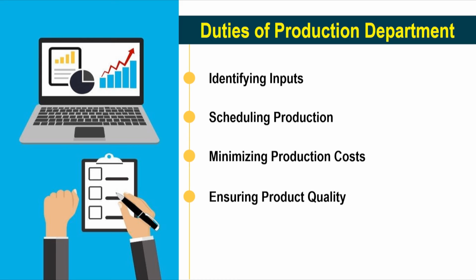Then ensuring the product quality. Techniques such as waste elimination and process standardization are used to ensure and improve the product quality. Then improving the existing products. The production department furnishes relevant information to the research and development department regarding improving the existing products.